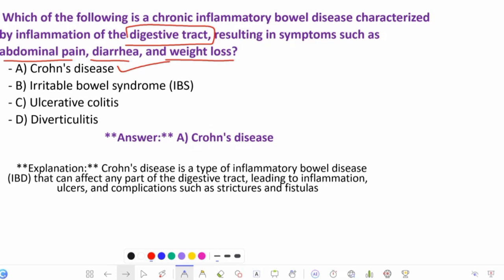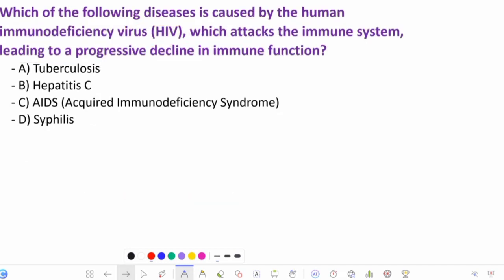Crohn's disease is a type of inflammatory bowel disease, IBD, that can affect any part of the digestive tract, leading to inflammation, ulcers, and complications such as strictures and fistulas. Next one, which of the following diseases is caused by the human immunodeficiency virus, HIV? The human immunodeficiency virus attacks the immune system, leading to progressive decline in immune function. It is a condition where the immune system of humans becomes weak and cannot perform well.